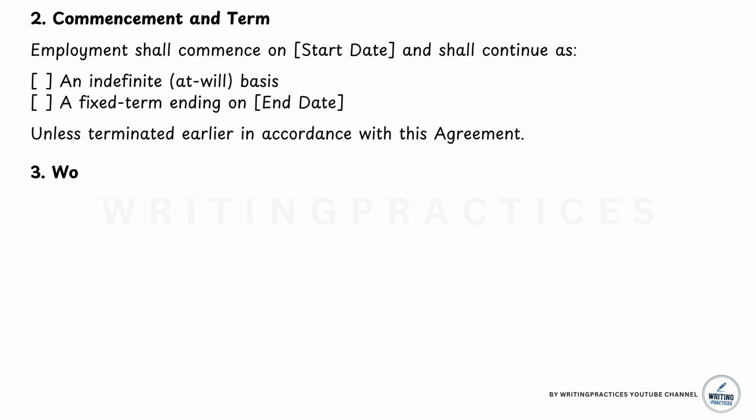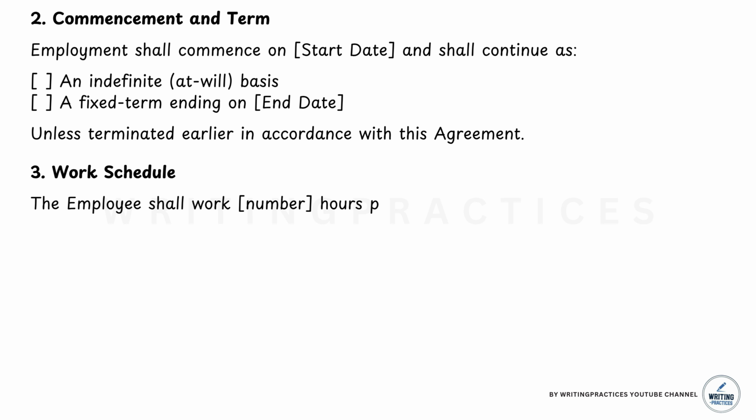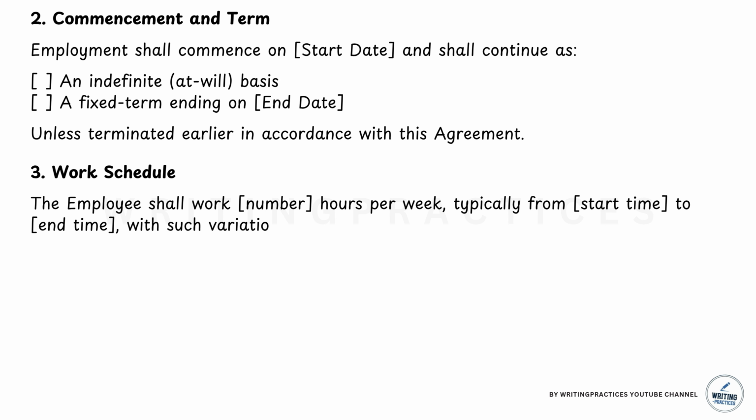Point number 3, work schedule. The employee shall work number hours per week, typically from start time to end time, with such variations as required by the employer. Here, you describe the working hours and schedule. This is important because it sets clear expectations for both parties. Legally, it ensures compliance with labor laws regarding working hours.